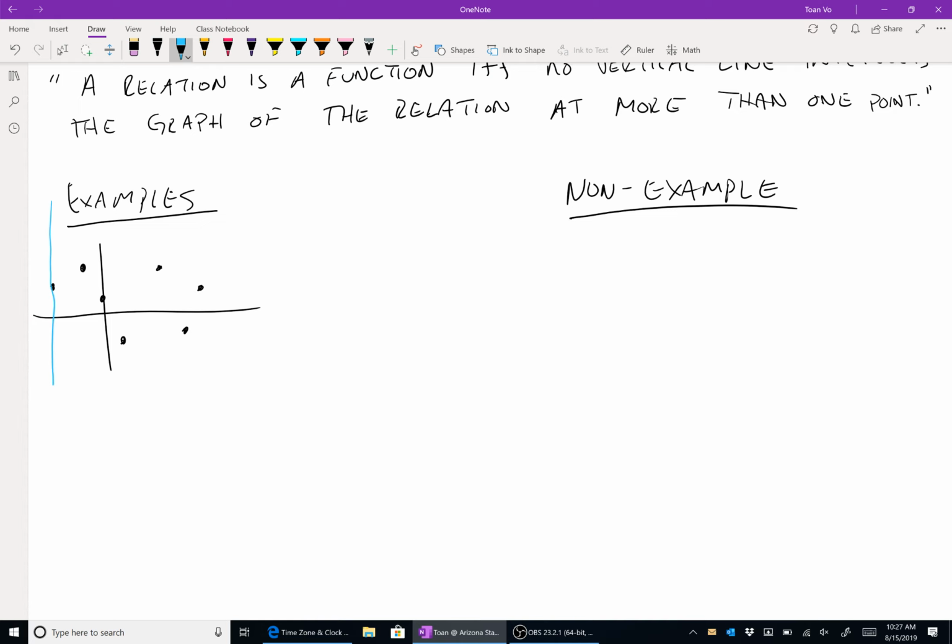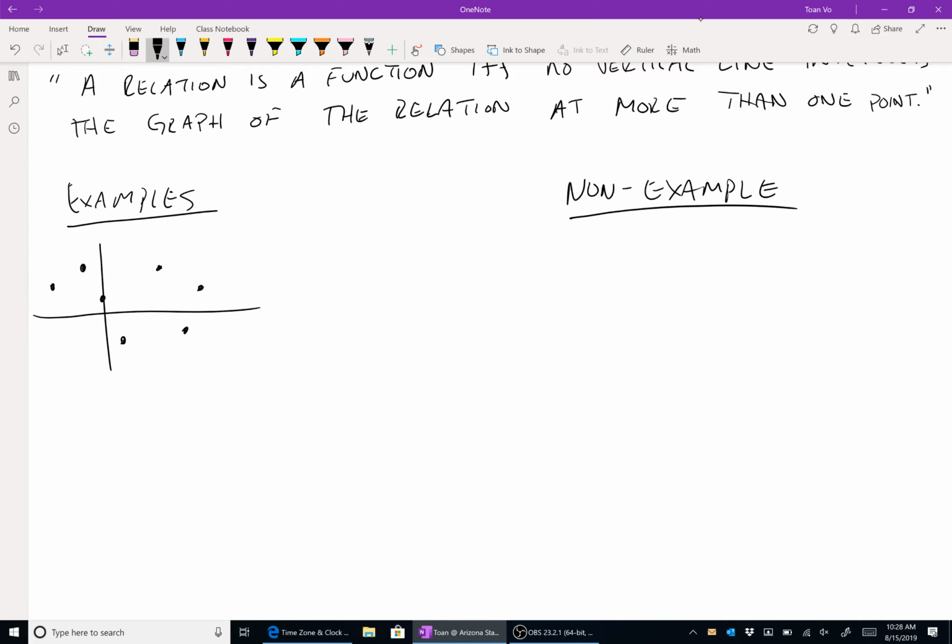How many points does that vertical line cross? Once. Draw a vertical line through this relation. Only crosses once. Draw a vertical line through this relation. Only has 1 point. As a matter of fact, no matter what vertical line you draw, you'll only touch at most 1 point. That's what it means to be a function. No matter what vertical line you draw, you only contain one point of the relation.